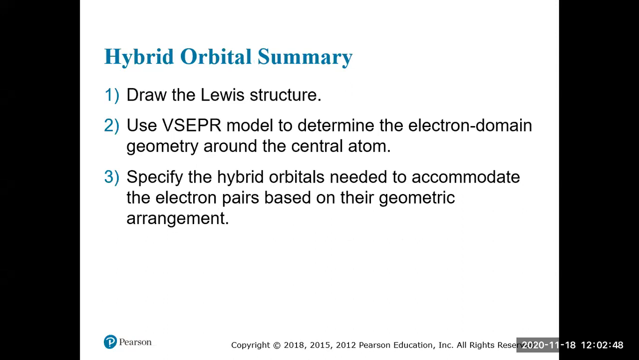So just to summarize what we were talking about with hybrid orbitals: in order to investigate that, you would draw the Lewis structure, you would use the VSEPR model to determine the electron domain geometry around the central atom, and then you would specify the hybrid orbitals needed to accommodate the electron pairs based on the geometric arrangement. So it's combining orbitals to satisfy what we do in the VSEPR model. That's how you get the sp, sp2, sp3 stuff.